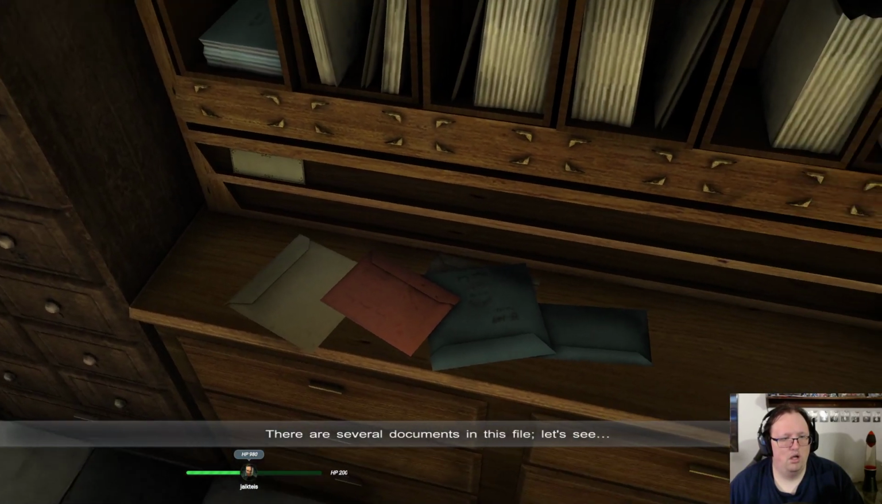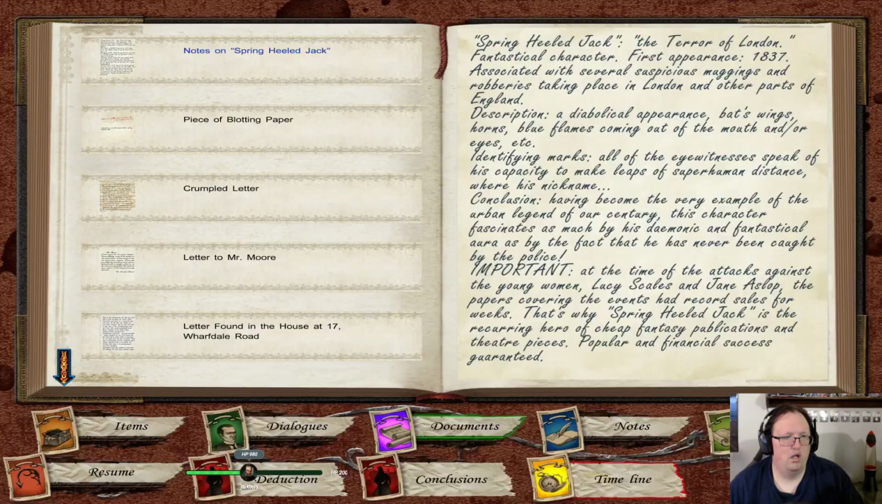There are several documents in this file. Let's see. Spring Heeled Jack, the Terror of London. Fantastical character. First appearance 1837. Associated with several suspicious muggings and robberies taking place in London and other parts of England. Description: a diabolical appearance. Bat wings, horns, blue flames coming out of the mouth and/or eyes, etc. Identifying marks: all of the eyewitnesses speak of his capacity to make leaps of superhuman distance, hence his nickname.